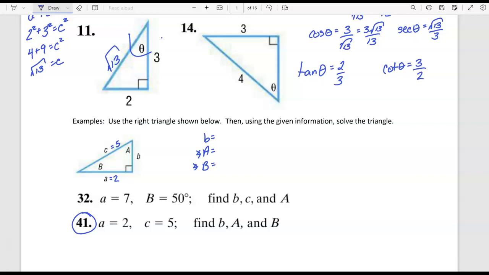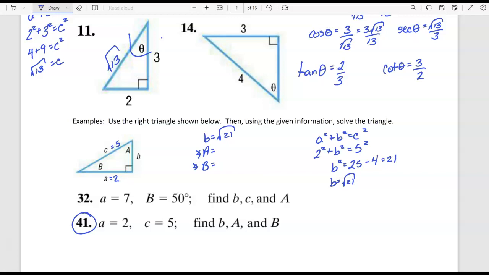So to find side B, we can use the Pythagorean theorem. We know A squared plus B squared is equal to C squared, and we know A is 2, and we know C is 5. So B squared is going to be equal to 25 minus 4, which is 21. So B is going to be the square root of 21.